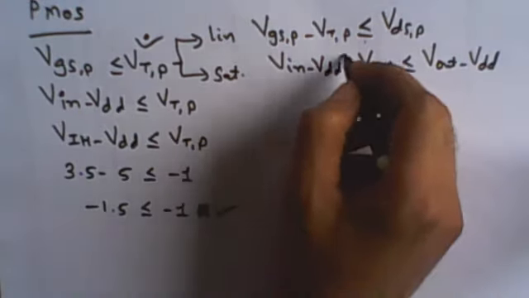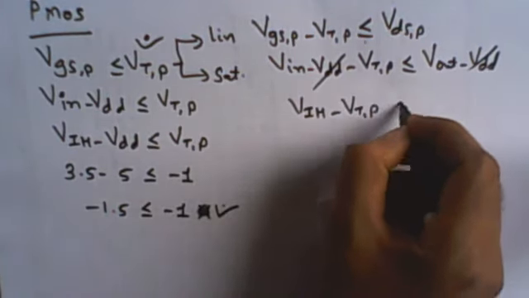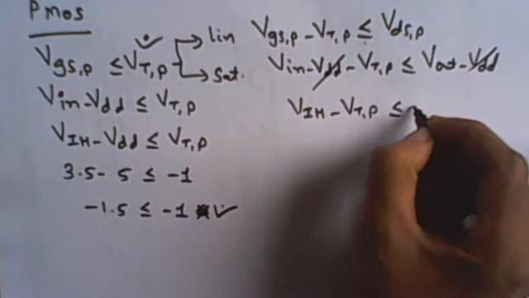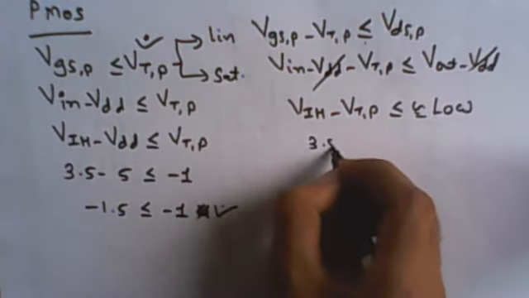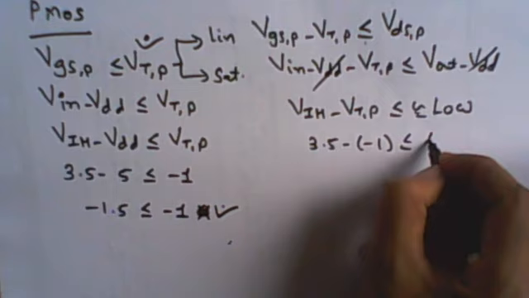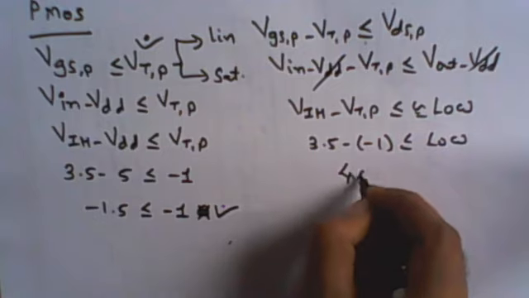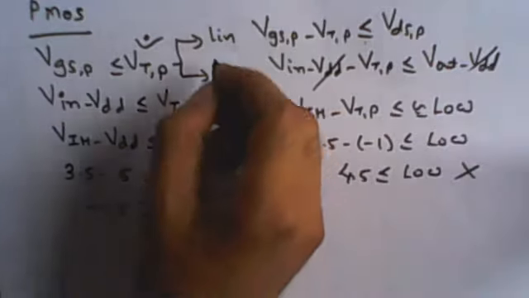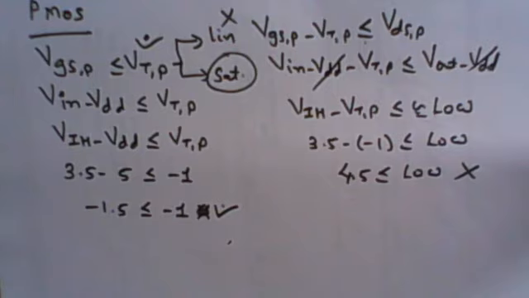Let VDD cancel. So input VIH minus VTP, is it less than or equal to the low output? Output is low, near about 0. So let's substitute the value here. 3.5 minus (minus 1) is less than or equal to low, near about 0. So 3.5 plus 1, 4.5, is not less than or equal to 0, right? So it does not operate in the linear region. So the pMOSFET is operating in saturation.